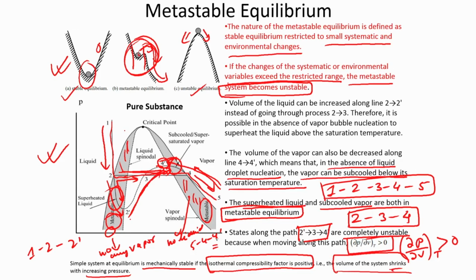Just looking at this previous slide, you can see that we have put a lot of markers over here. Only the path represented by 2 prime, 3, 4 prime is unstable. 2 to 2 prime, 4 to 4 prime, these are stable or metastable paths. That is something that you should keep in mind, because the next thing that we are going to do is look at vapor formation, how that actually happens.